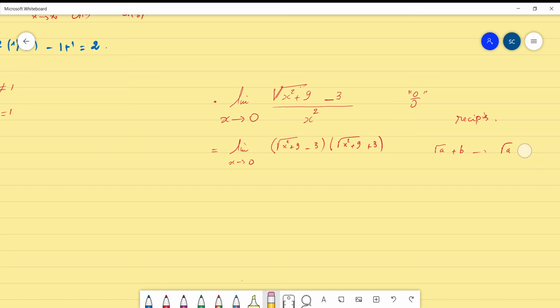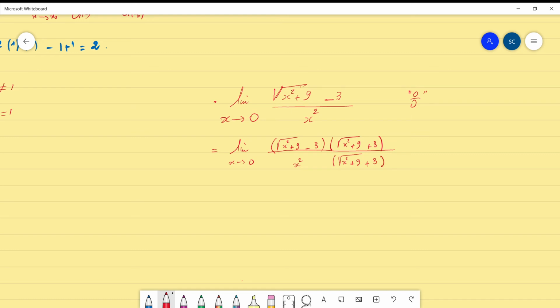Okay, let's erase this part. Now let's continue. Since I multiply the numerator by this factor, I will multiply also the denominator, so that I don't change my original function. I keep the same function, working on the same function.